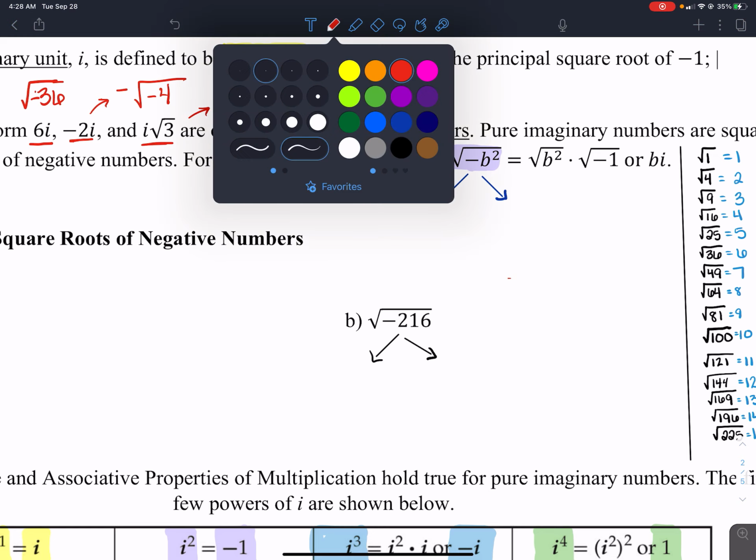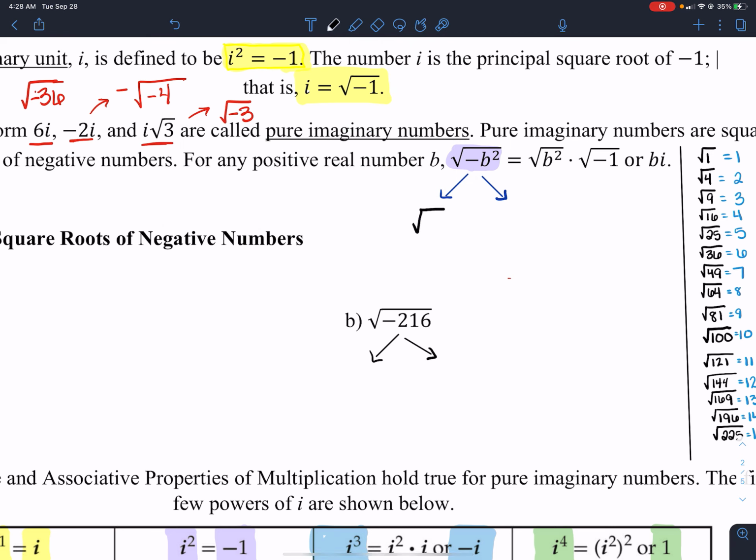So if we do break this apart so that we can see it, we have b squared. Okay, so the square root of b squared is going to be b, because these two cancel out. Oops, that's not an I. Sorry about that, let me erase that. That should have been a -1 there. B squared times -1 gives me a negative b squared. So then I've got b times I.